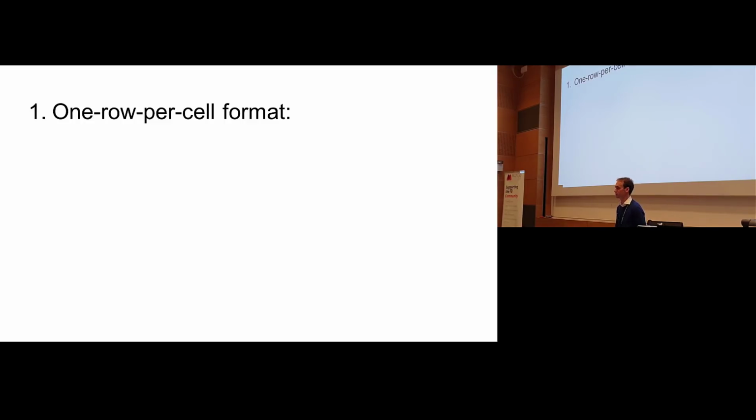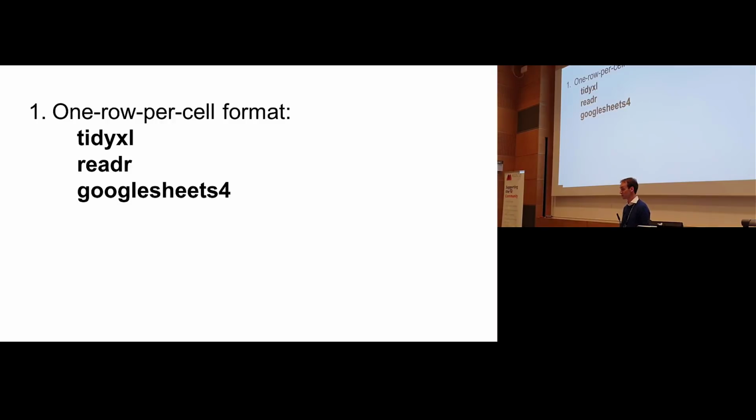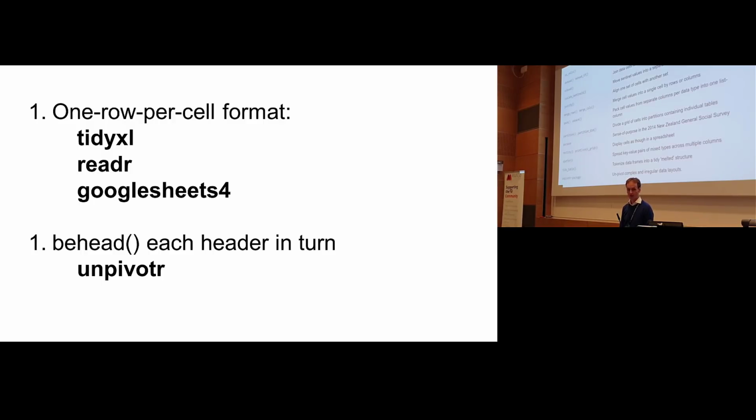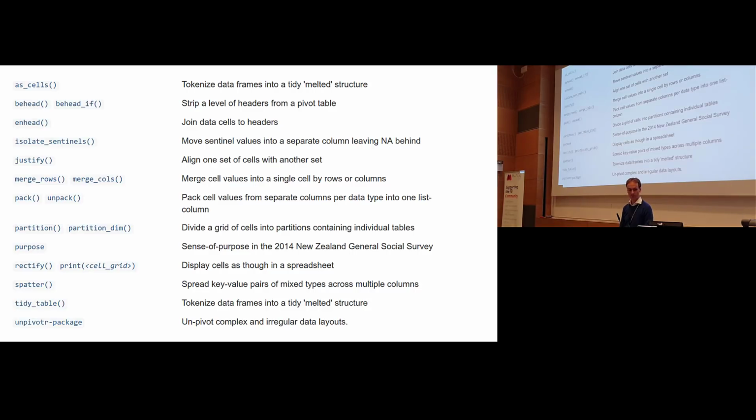So here's what we've learned: 1 row per cell. Those are the tools that can get you there. Then you apply a series of the head steps to tidy them up, and that's the package to get you there. There are other functions in these packages, so do take a look at those if you've got a spreadsheet that you're having trouble with.